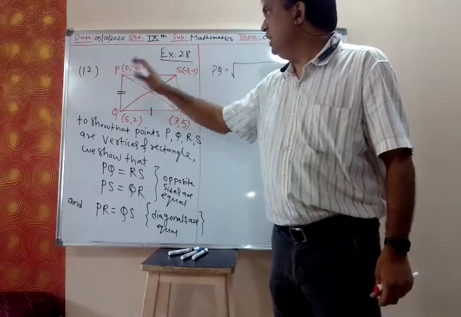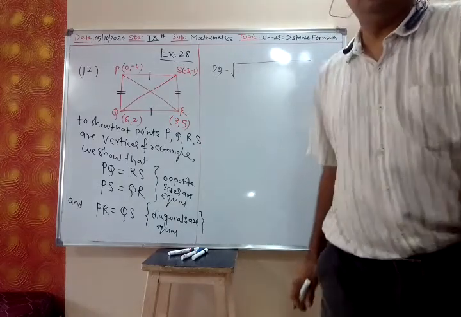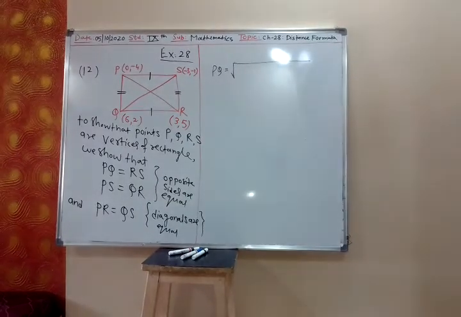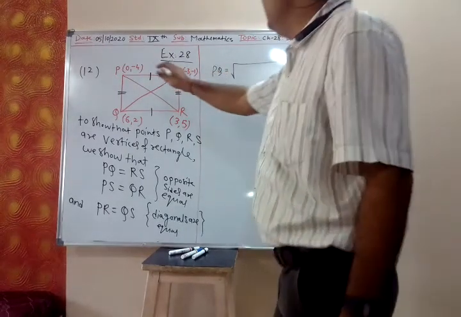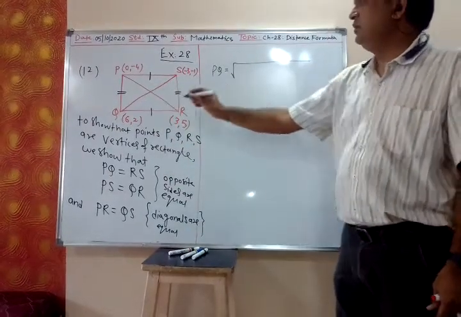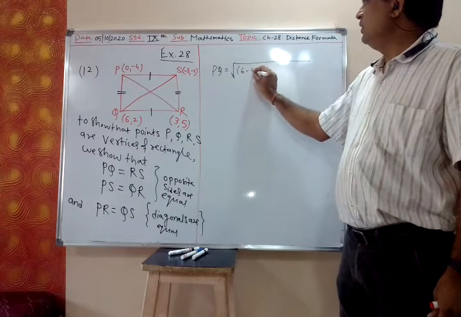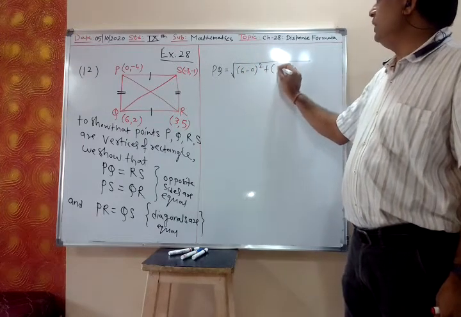You have to find out. We cannot say they are equal. We show that it is not given they are equal. We have to find out all the lengths and then show that they are equal. So for PQ, we use the distance formula: x2 minus x1, 6 minus 0 square, plus 2 minus.